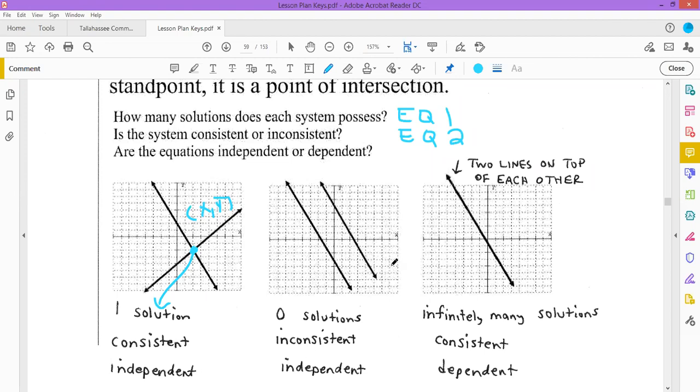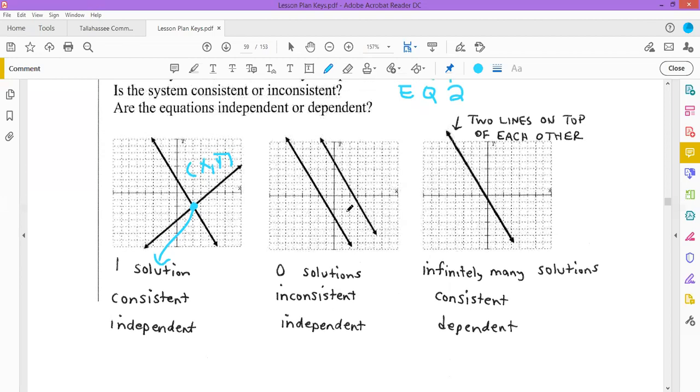If you graph those two lines and they never touch each other, those are called parallel lines. So if you get two parallel lines, they never touch each other, that means you have no solutions. And you describe the graph as being inconsistent and independent.